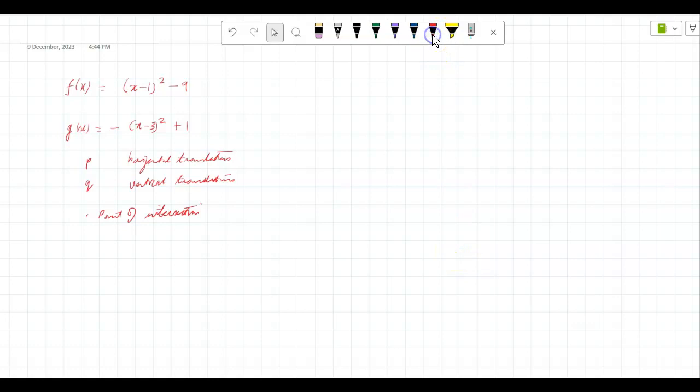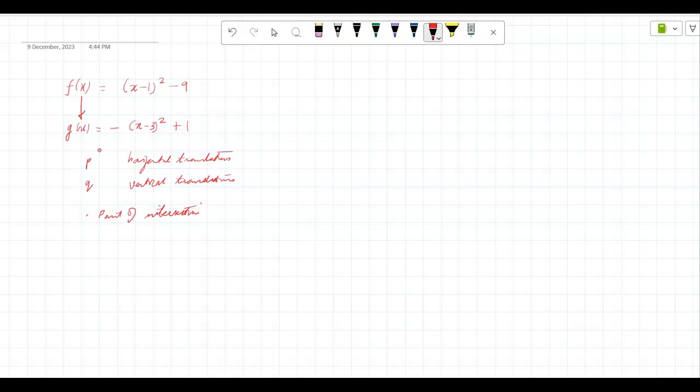Now what you have here is, think in terms of the vertex. It will be easier for you to think. For f, you've been given f(x) is equal to (x minus 1) the whole square minus 9. Your g(x) is given to be what? Minus (x minus 3) the whole square plus 1. They're saying that from f to g, there's a reflection. That's a reflection in the x-axis.